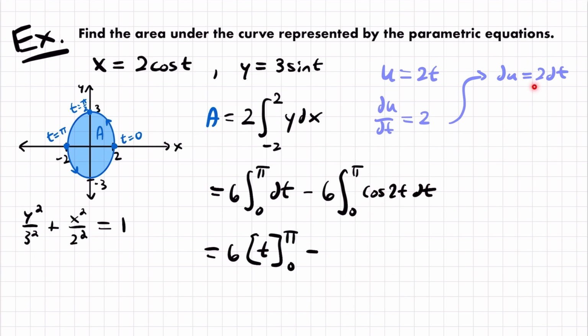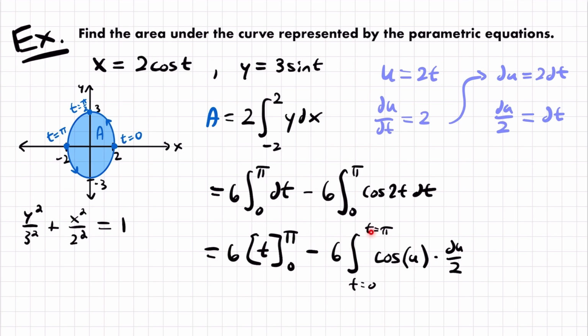So we have to find 2 times dt, but I only see a dt. So let's divide both sides by 2, and we'll have that du divided by 2 is equal to dt. And now we can see that we can replace dt with du divided by 2. All right, so our integral will be 6 times the integral from t equals 0 to t equals pi of cosine of u times du divided by 2.